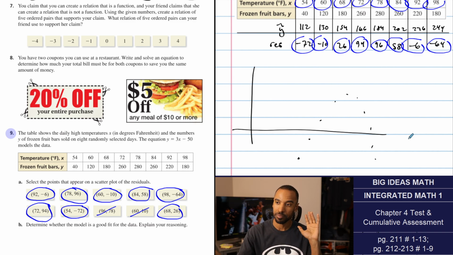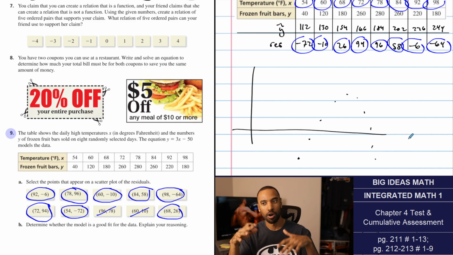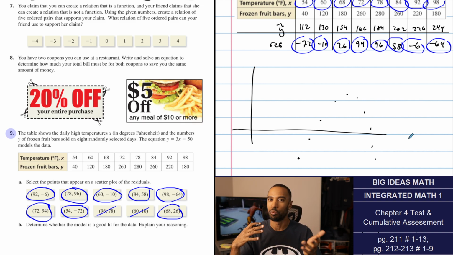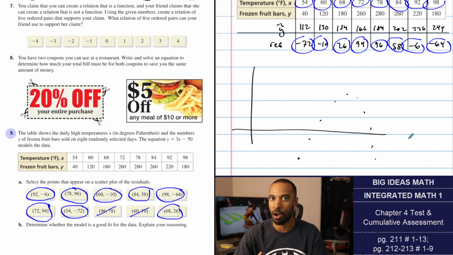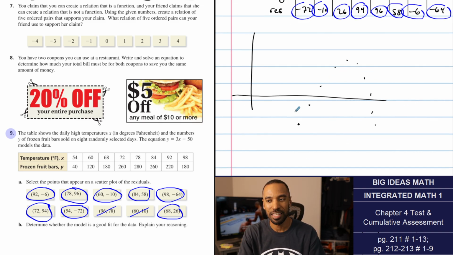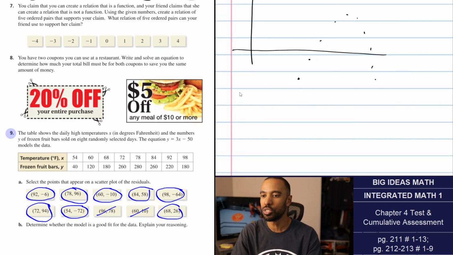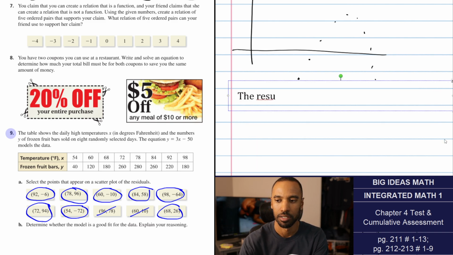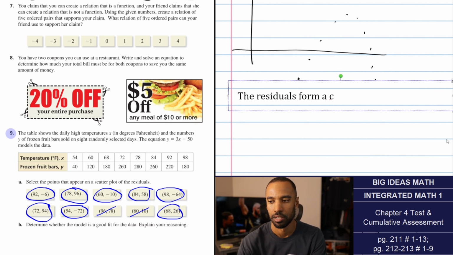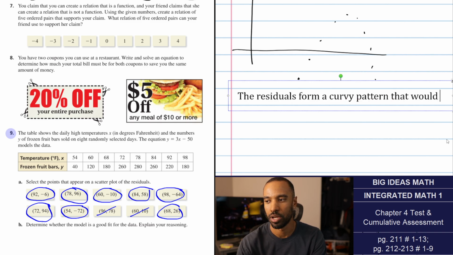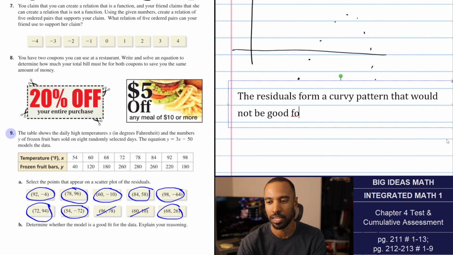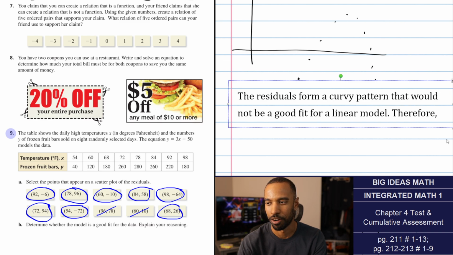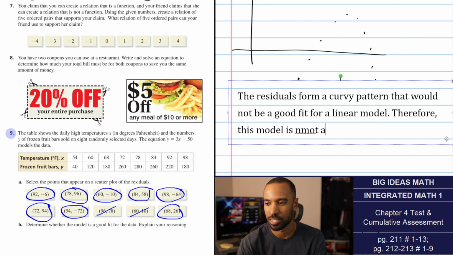If it was more scattered, hey, 4 are above, 4 are below. Maybe we can make an argument that it's a weak fit, but it still is a fit for our data. It's the best line possible or whatever. But this is not a trend. Not that I plotted these exactly, but this is not a good trend for this kind of thing. The residuals form a curvy pattern. That would not be good for a good fit for a linear model. Therefore, this model is not a good fit.